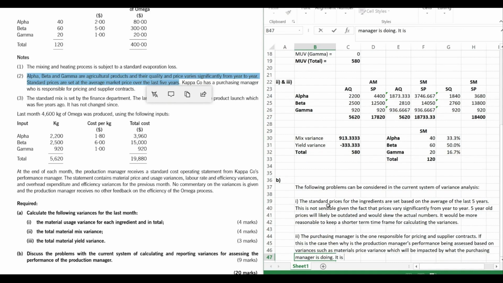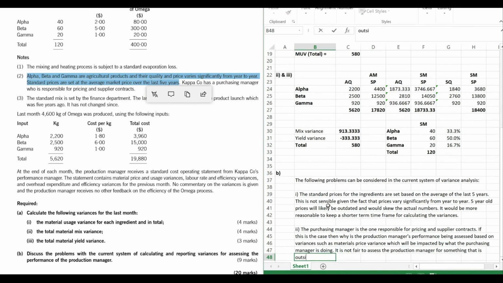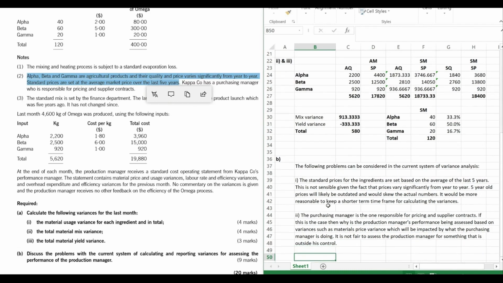It is not fair to assess the production manager, and this is now the buzzword, for something that is outside his control. Remember, planning and operational variances, managers should always be assessed based on the controllability principle, based on what is under their control. That's a running theme throughout performance management. Okay, so we have 2 points. Let's go to the next part.